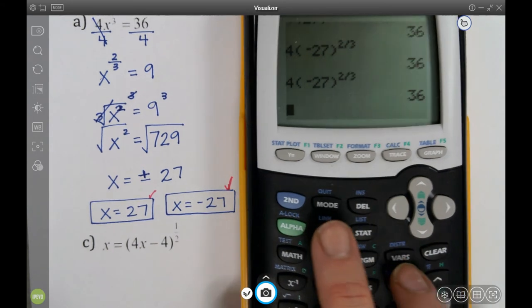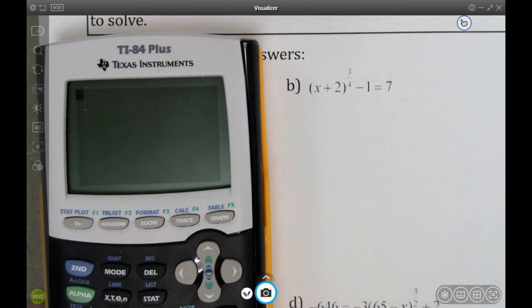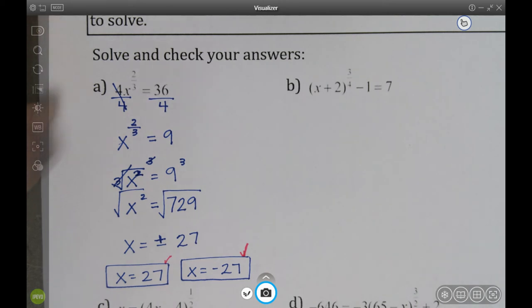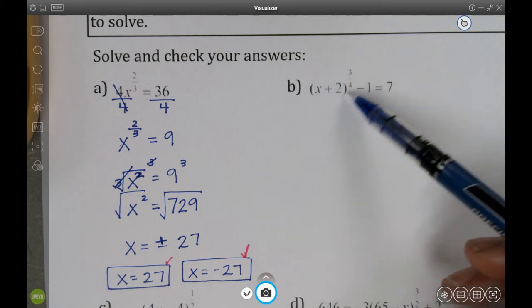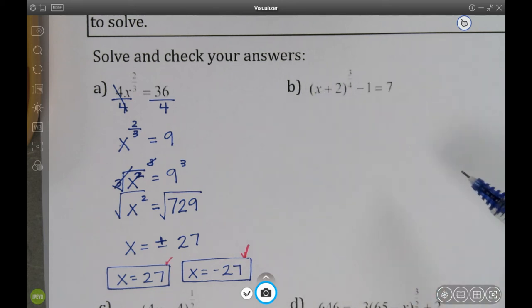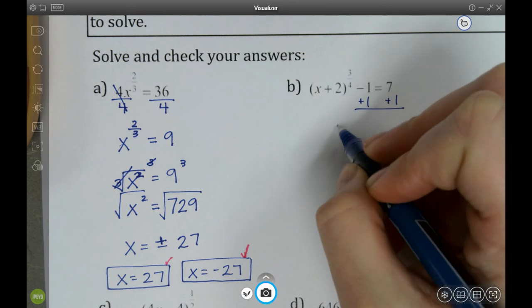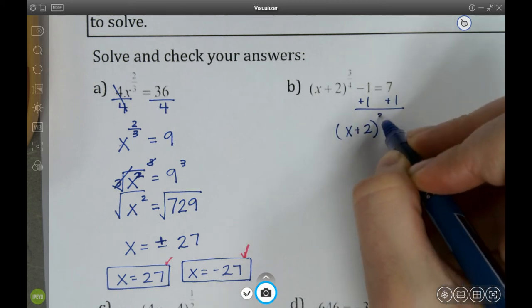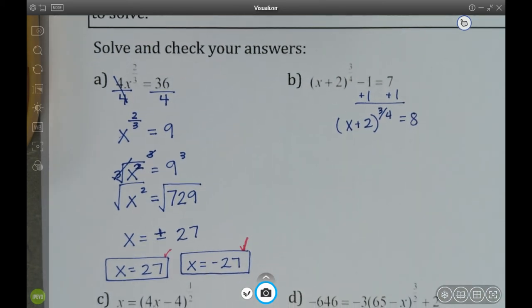Okay, try part B. Wait, whoa. Slow down. Wait, no. Yes. Okay, get this by itself, that whole expression right here, x plus 2 to the 3/4. Then rewrite it as a radical.